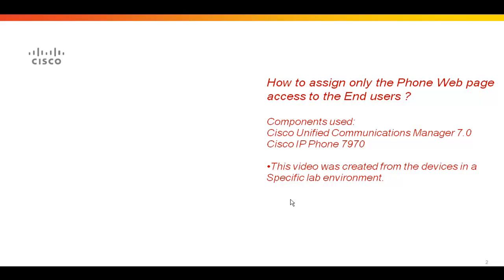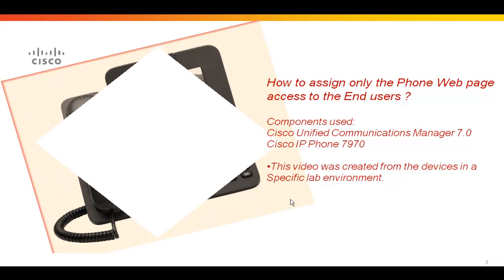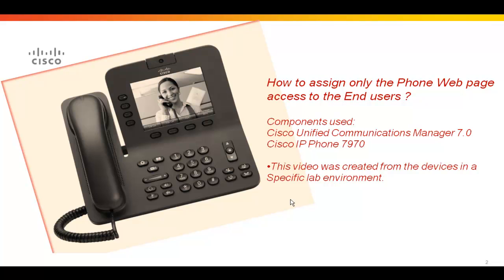In this video, we look at how to assign only the phone web page access to the end users. The components used in this video are Cisco Unified Communications Manager 7.0 and Cisco IP Phone 7970.